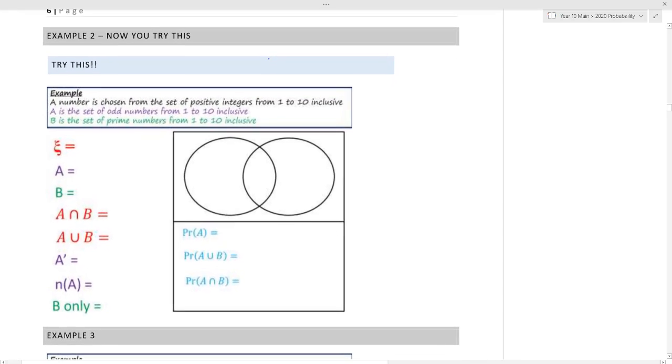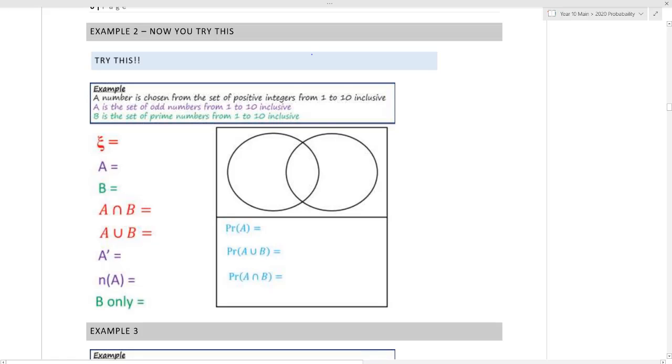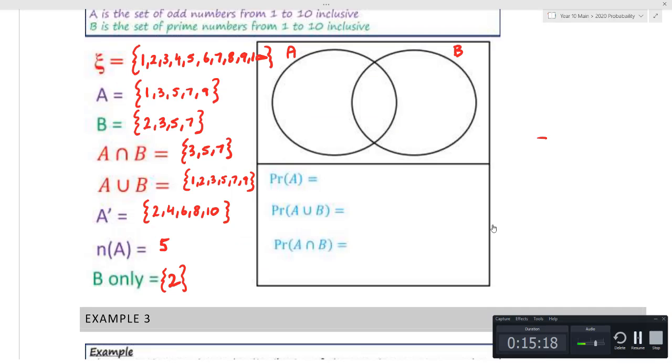Okay, I'm going to pause this here because I would like you to try this one now, based on what we've just done. Okay, hit the pause button, go.